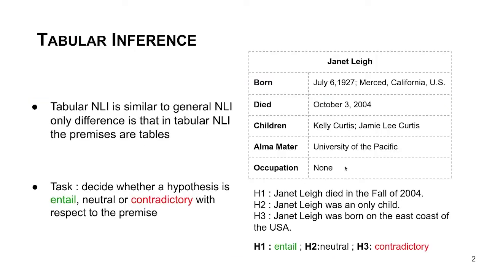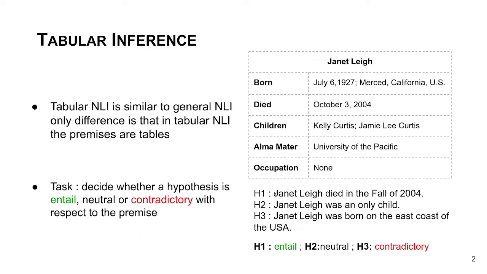So first of all, what is tabular inference? Tabular inference, or tabular NLI, is similar to general NLI. The only difference is that in tabular NLI the premises are tables. For example, you can see the table on the right side, and we can see the hypotheses from H1 to H3. Now our task is to decide whether a hypothesis is entailed, neutral or contradictory with respect to the premise.